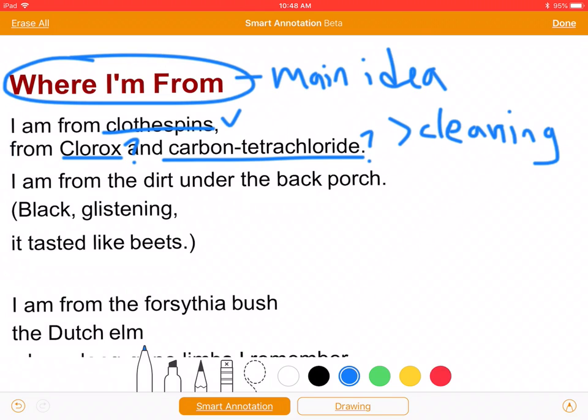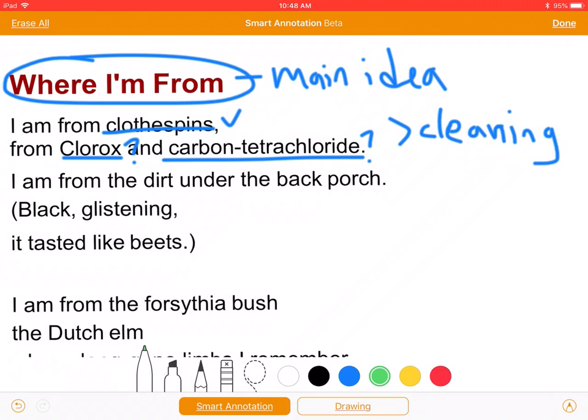Clothespins, you use those to hang up clean clothes, and Clorox and carbon tetrachloride you use to clean houses. So that's a pretty weird category, right? I don't expect you in your poem to write down cleaning objects. So what I want to show you is there's a whole bunch of different ways that you could actually categorize things. And as you read through the poem and you start to think about the different categories that you could put the details in, it's going to be important that you also start to make categories that would be helpful for you to write a poem.